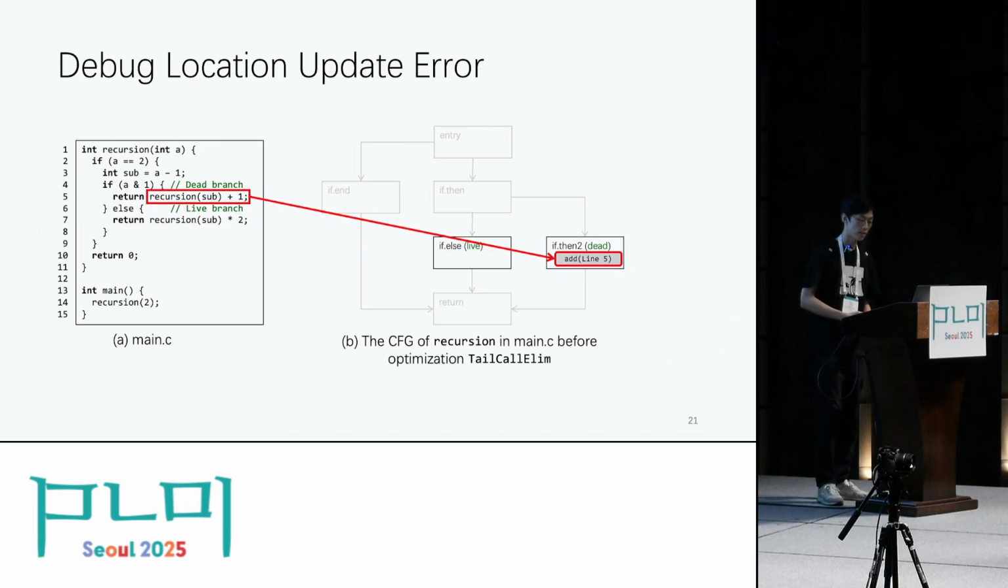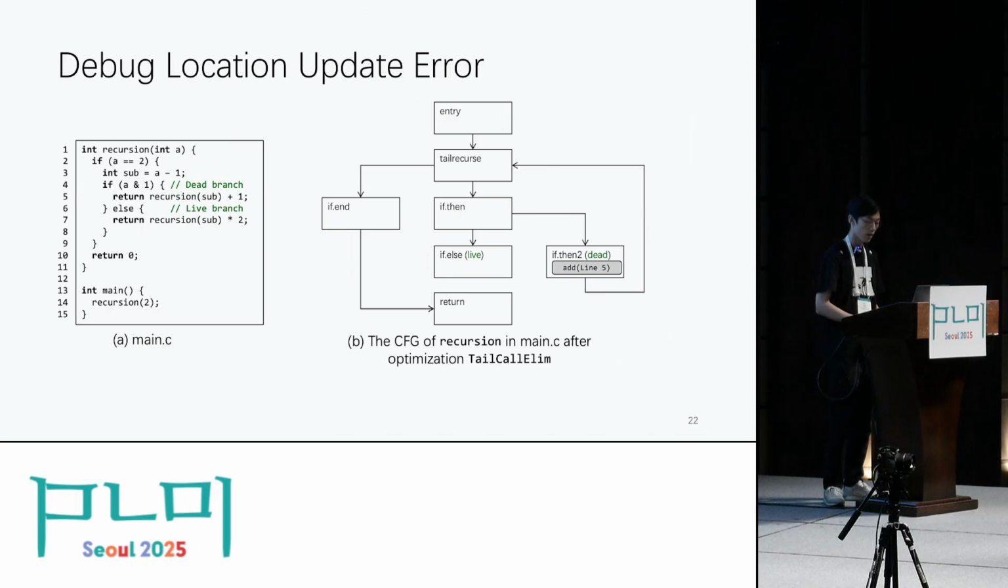After the front end, the addition expression in line 5 is compiled to the instruction add with a debugger location pointing to line 5 in the if.then2 block, which is the dead block. After the optimization, the control flow graph changes, but the branches remain unchanged.